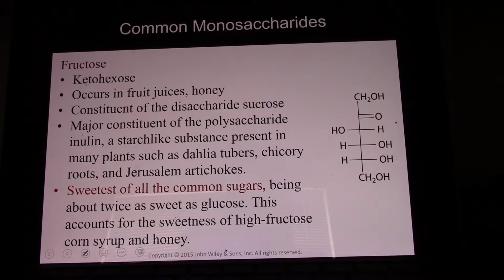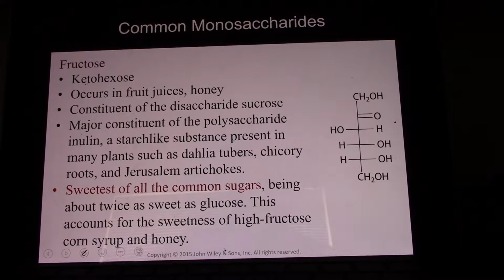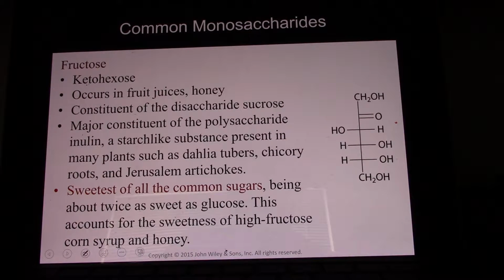This accounts for the super high sweetness of high fructose corn syrup and honey. And so sweet corn has been bred to produce a lot of sucrose or fructose because it's extremely sweet. And that's the advantage of high fructose corn syrup, is that it's super sweet, so it's a very effective sweetener.